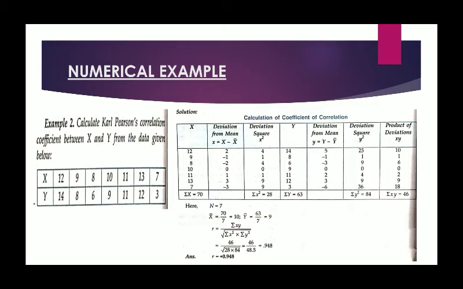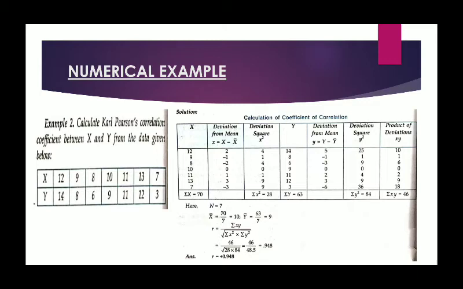Then you need to multiply the small x and small y values correspondingly. The last row of the table shows the summations. So summation x is 70, summation x square is 28, summation y is 63, summation y square is 84, and the last one, summation xy, is 46. After getting all these values, we simply need to substitute the values in the formula.